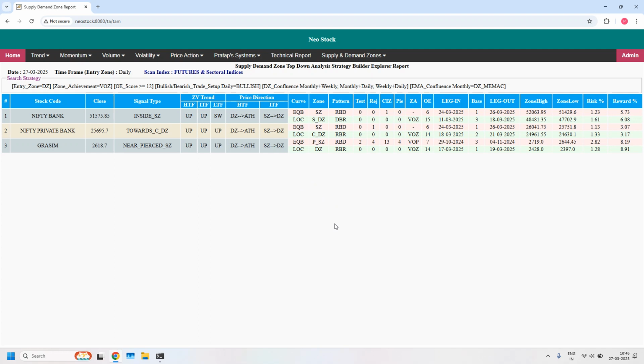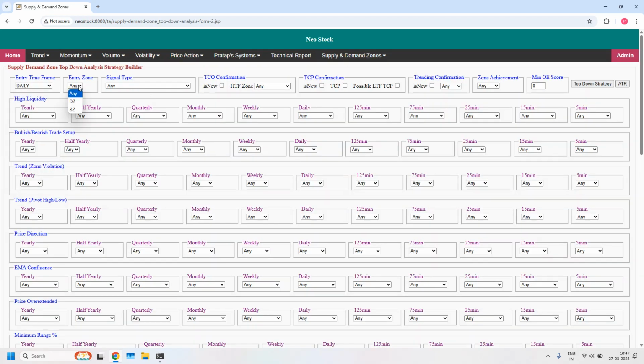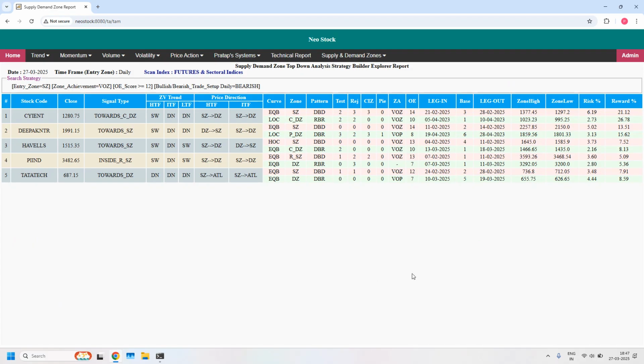Okay, this is about the bullish trade setup for monthly income trade. Next, bearish trade setup for monthly income trade. Entry time frame is daily. Entry zone, supply zone. In bullish or bearish, I am selecting bearish. Zone achievement: violated opposing zone. Minimum odd enhancer score 12. With these filters, we got 5 stocks.